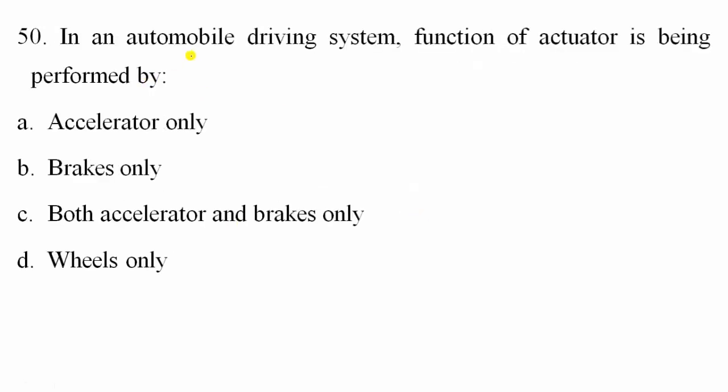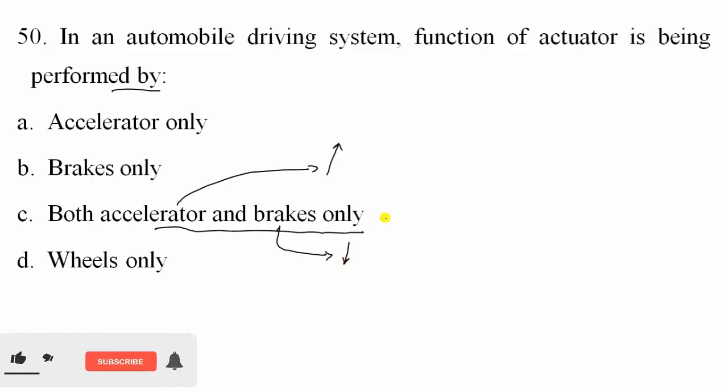50th question, the last question. In an automobile driving system, the function of an actuator is performed by the accelerator as well as the brake. The accelerator is used to increase the speed and brakes are used to decrease the speed, so that vehicle movement can be precisely controlled. So with the help of accelerator and brakes, we navigate the system from one place to another place. So option C is correct.